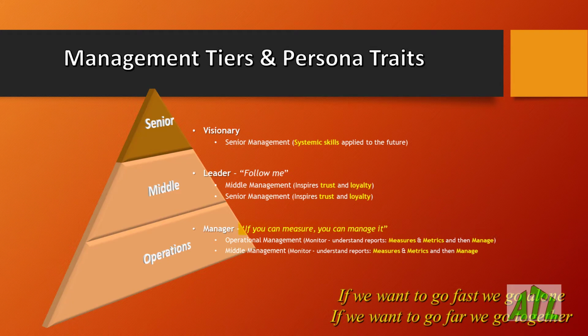Once we move into that middle tier, middle management, here we are looking at how we evoke this loyalty. How do we evoke this trust in our subordinates? And this is more so our eloquence. This is more so how we convey. This is more of our interpersonal skills, the words, the terms that we use. And so really, it's a different set of traits, because no longer is it just if you can measure it, you can manage it. Yes, post-operational managers also use reports, the information systems, to do that.